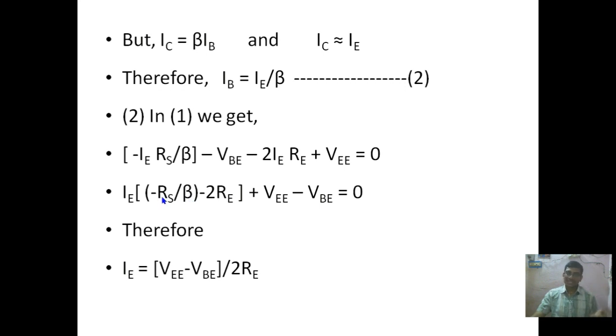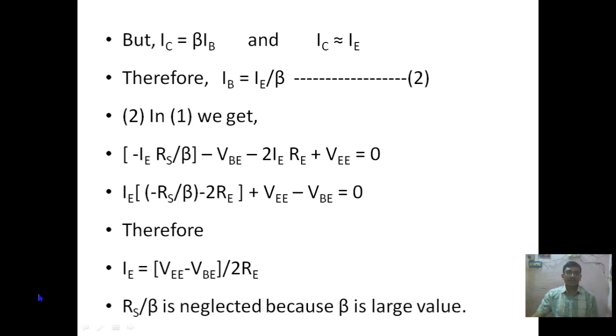The value of source resistance is very small, and we all know the beta, the forward current gain of a transistor, is a large value. So a small value divided by a large value becomes a very small value, which is negligible, hence RS by beta was neglected. RS is a small value, in the order of 100 ohms or so, and 100 divided by a large value results in a small value. So we can say IE is equal to VEE minus VBE by 2RE.